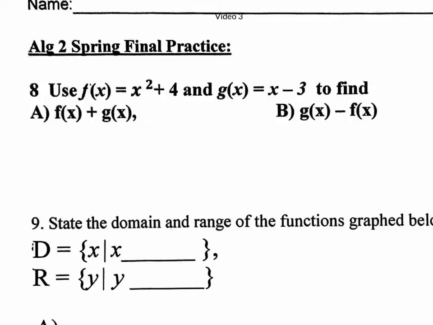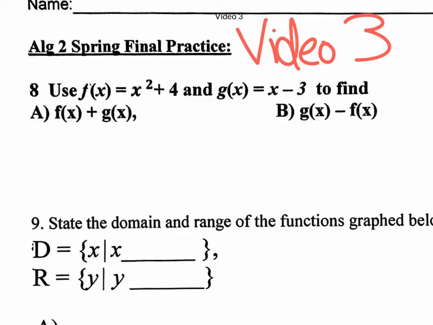All right, guys, so jumping in, this is video 3. Number 8 says use f of x equals x squared plus 4 and g of x equals x minus 3 to find f plus g of x.